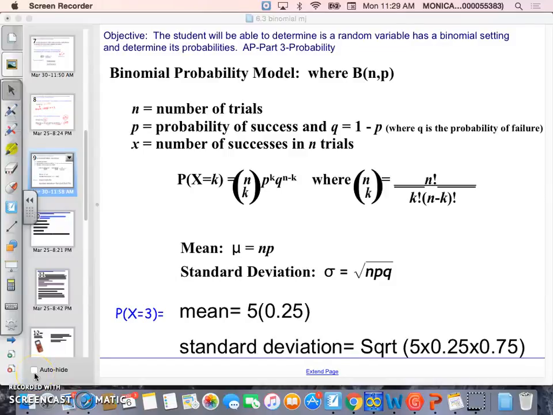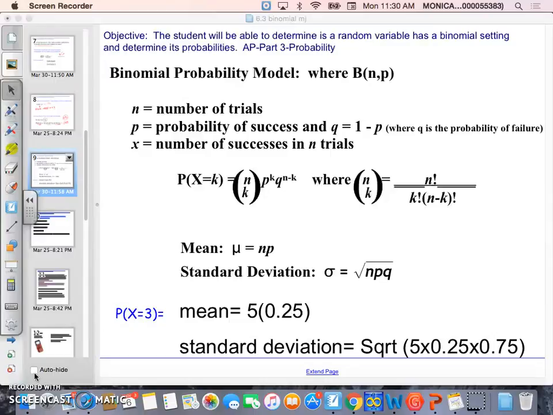Okay, so this is the second part of binomial probability. In this case, we're going to call n the number of trials, p the probability, and x is going to be the number of successes in n number of trials.